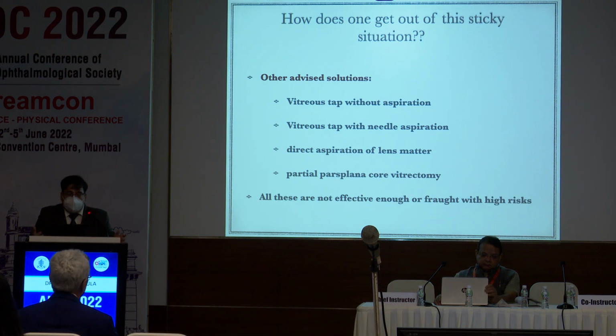So then what all could have been done? What has been advised in literature is you can do a direct vitreous tap with a needle, a vitreous tap with needle aspiration. Some people also recommend going directly into the lens and aspirating the lens matter, especially if the lens is intumescent and a lot of liquefied lens matter is there. Or you can even do a partial pars plana core vitrectomy.